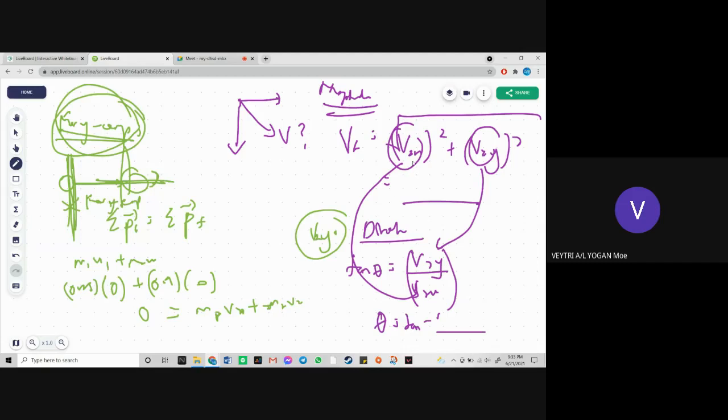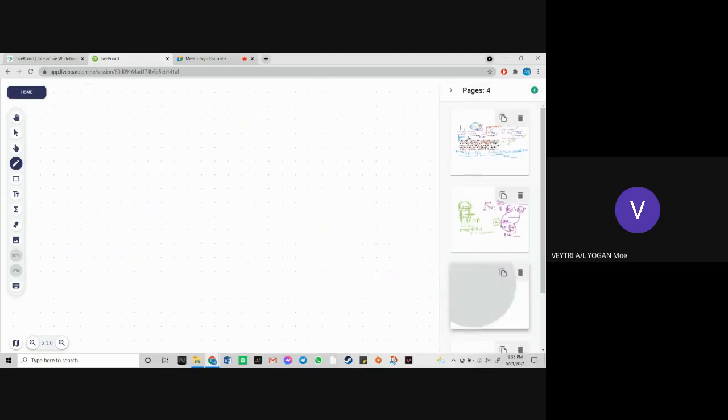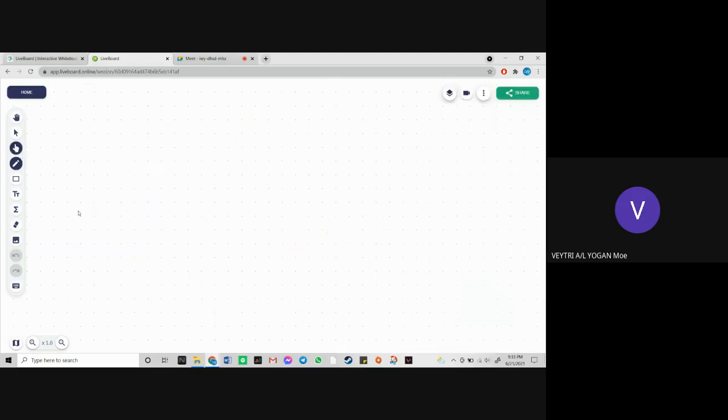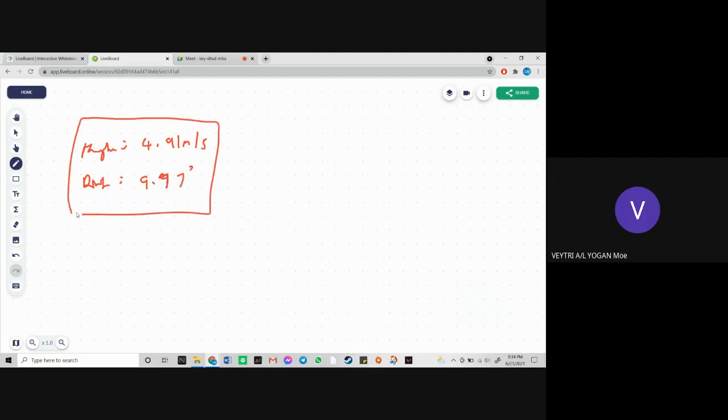So, please write down in full form and please show your working step by step, because the final answer would be magnitude equals to 4.91 meter per second and direction equals to 9.97 degrees. Okay, this will be your final answer. Please write down your answers properly.